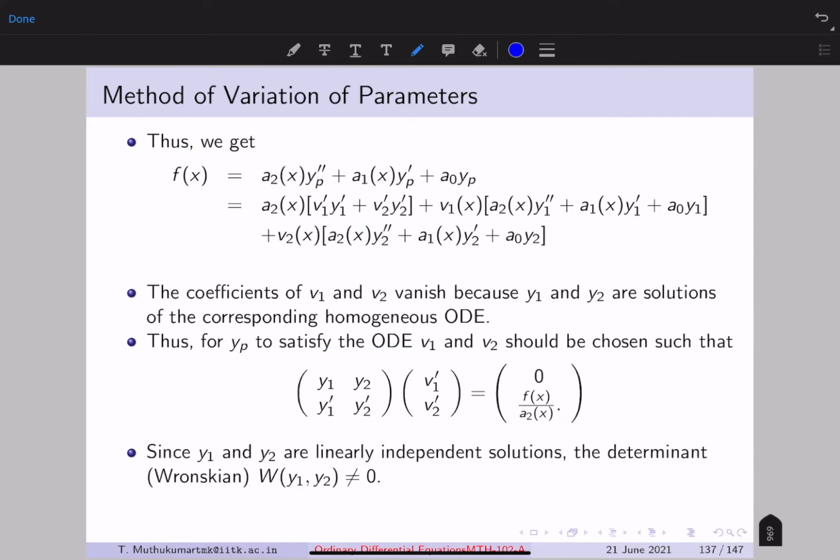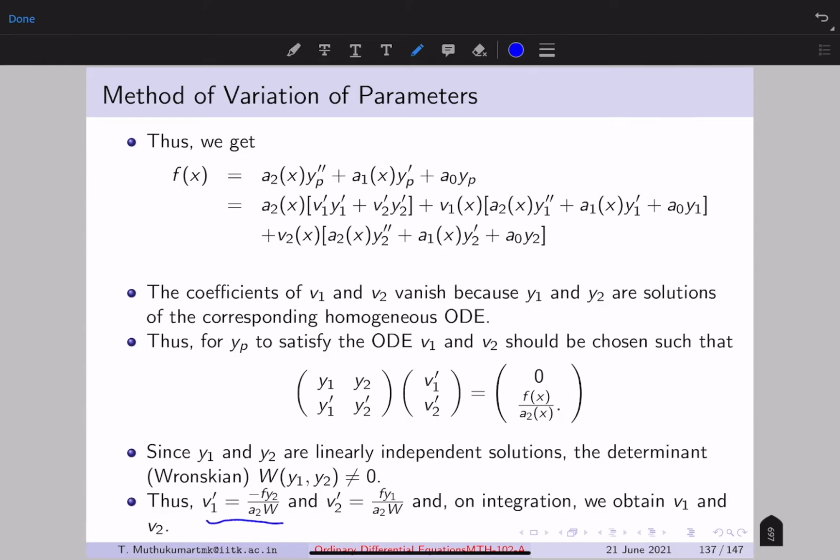Since y1 and y2 are linearly independent, we have already seen a result that the Wronskian is non-zero, and the Wronskian precisely means the determinant of this matrix is non-zero, which means that you can invert it, so you can solve for v1 prime and v2 prime. So v1 prime is precisely this, where W is the Wronskian, and v2 prime is precisely this, where W is the Wronskian.